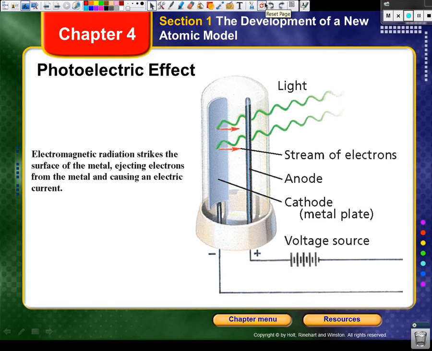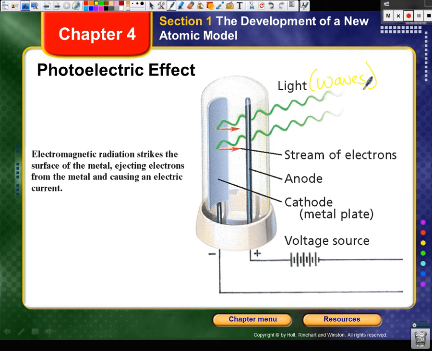Now, light. It's those green wavy looking things, right? So light travels in what form? Travels in waves. Now again, we've already established that light is also a form of energy. And if that light has enough energy, it can take this piece of metal and knock electrons off of it. Do you have to be able to see this for it to work? No, you don't.